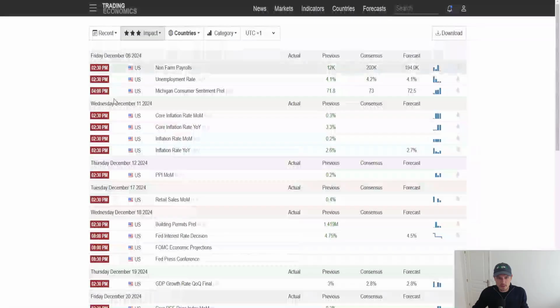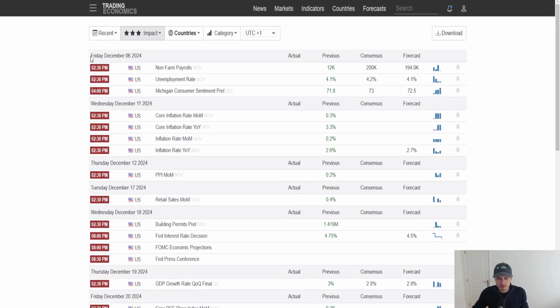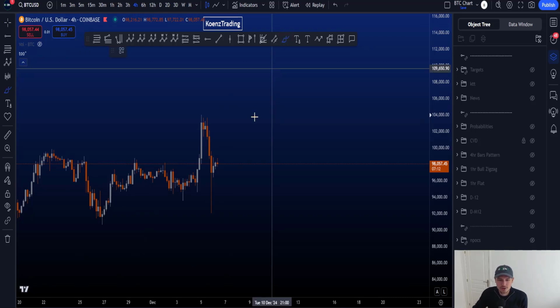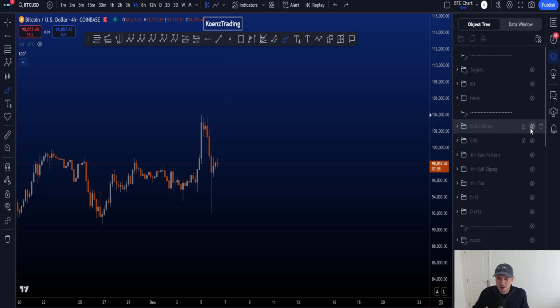If we then look at the news, then we of course had some news this week, but also today, Friday, December 6th, we still have a little bit of news left, 2:30 p.m. and 4 p.m. Central European time. So make sure you trade safe because it can increase the volatility on the chart. And as yesterday, it's not that we're lacking any volatility on the chart.